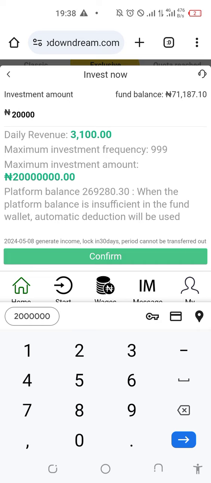So once I put in 20,000, let us see. I'm going to be locked up here for 30 days. Please kindly know that within the tenure period, your money cannot be withdrawn. It's like a fixed deposit. You know how fixed deposit runs. Fixed deposit simply means that once you put in money, you will not have access to the money until after the tenure period, right? When it will come back to you, both the capital and the profit.